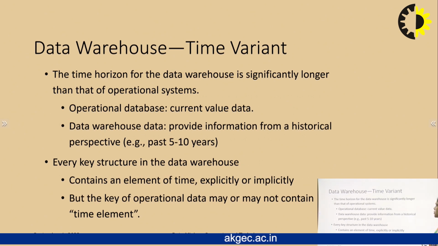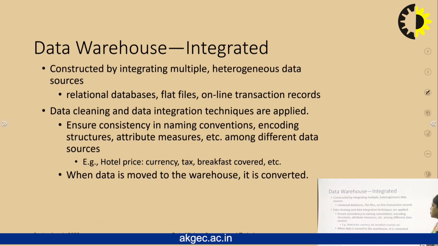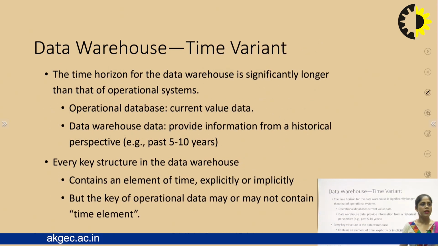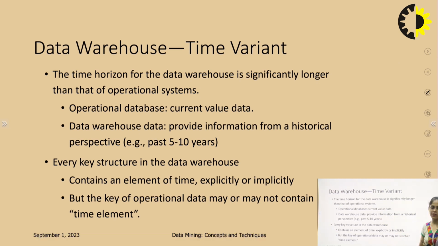Next is time variant. By time, obviously, the data warehouse provides information from a historical perspective as well. For example, from the past 5 to 10 years we have some data. Every key structure in the data warehouse contains an element of time, explicitly or implicitly, but the key of operational data may or may not contain the time element. So these are the time-variant things.